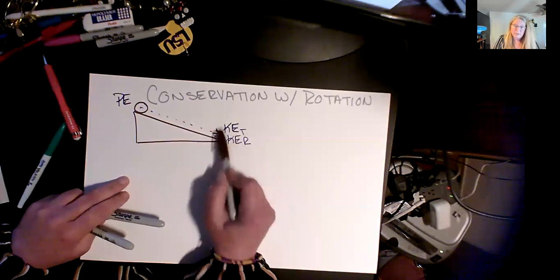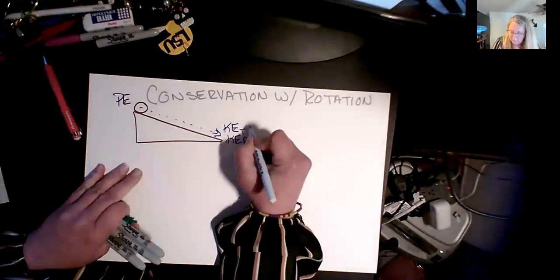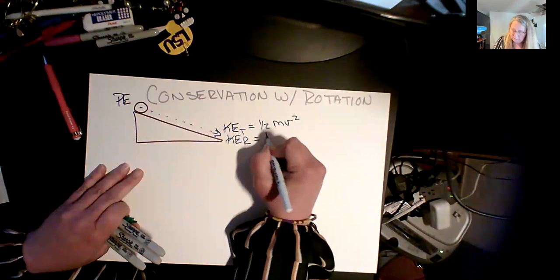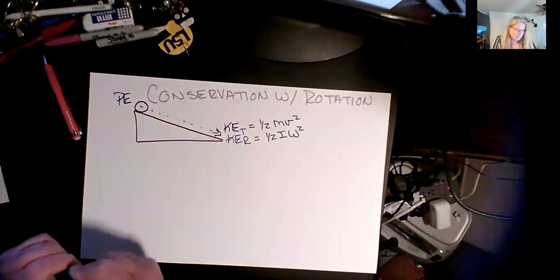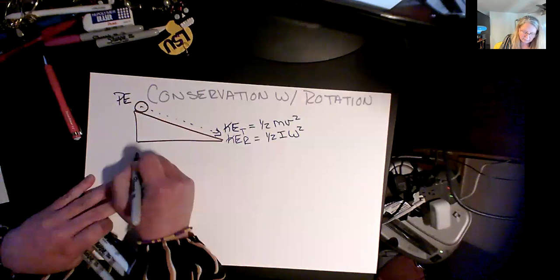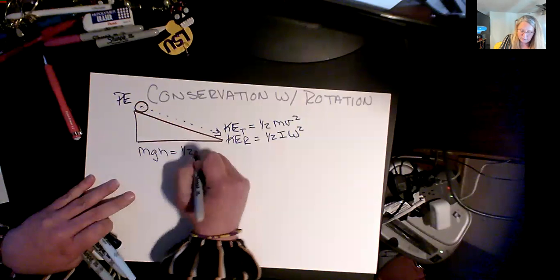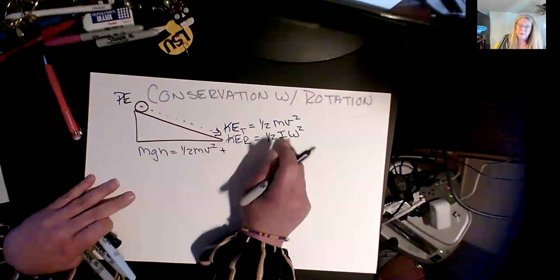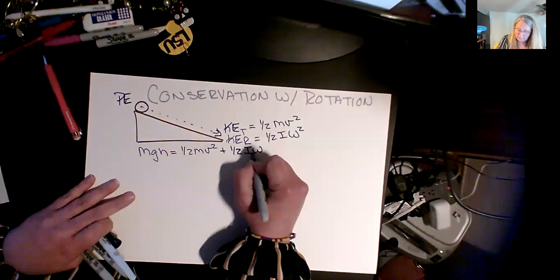Now, we already know that something has energy when it's translating, that 1/2 mv squared. So let's define that. 1/2 mv squared. And we define this as 1/2 I omega squared. So what this says is instead of just going from this point to that point, from mgh to 1/2 mv squared, now I also need to take into consideration the fact that I'm rotating. So I have this 1/2 I omega squared.